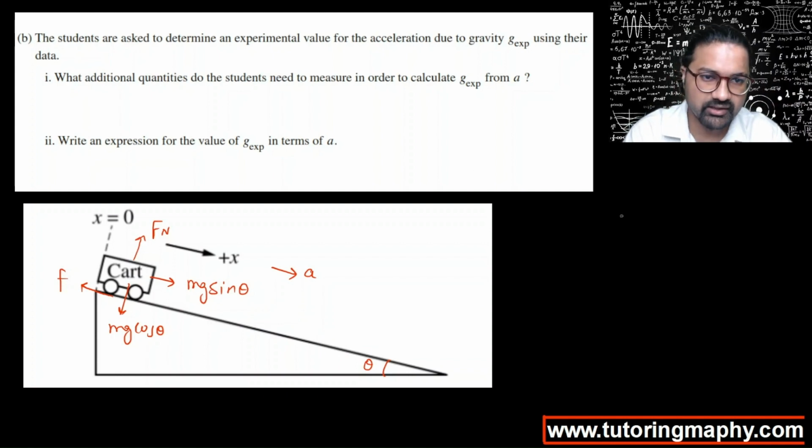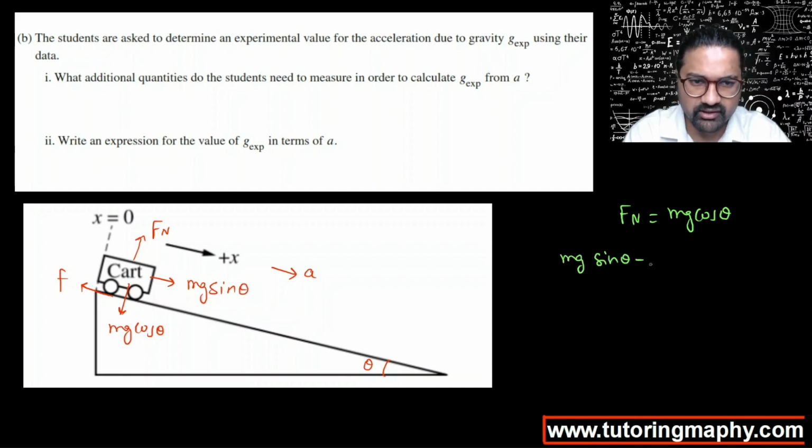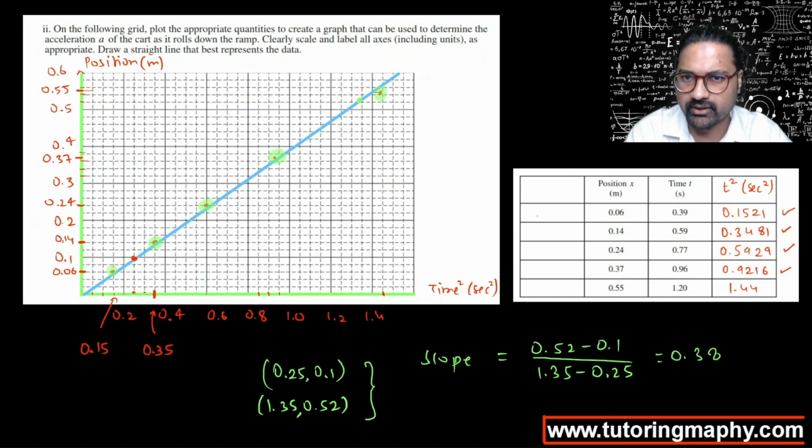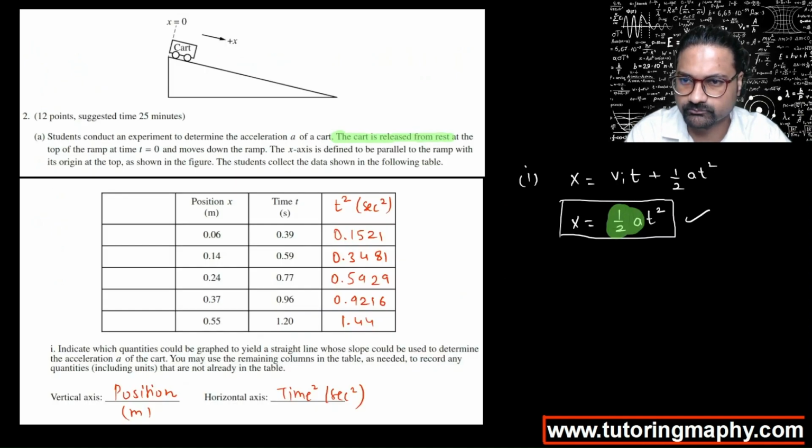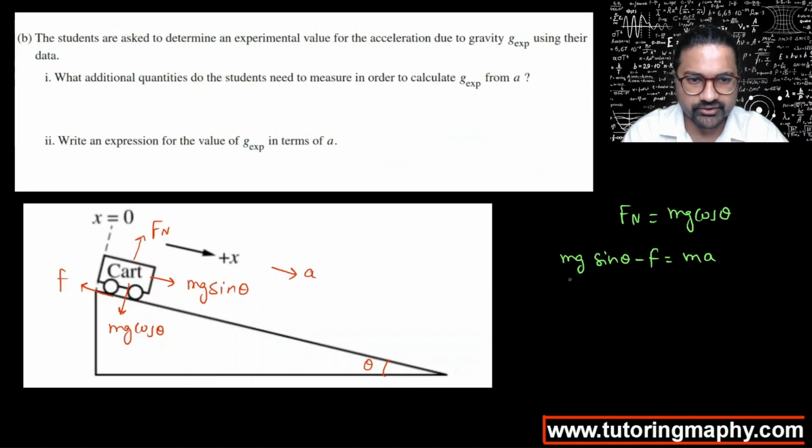So can we say that the normal reaction is actually equal to mg cosine of theta? And can we also say that mg sine theta minus F is equal to ma? You can say this, right? Are we given the value of m? Let's find out. No, the mass of the cart is not given anywhere. All right, but we are not done yet. We are not saying that we need the mass.